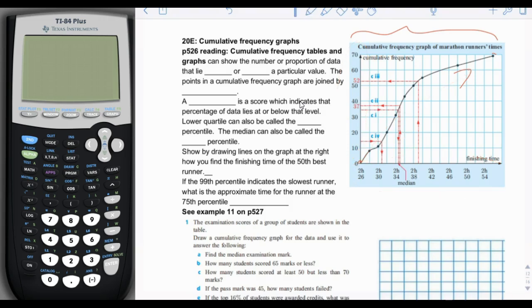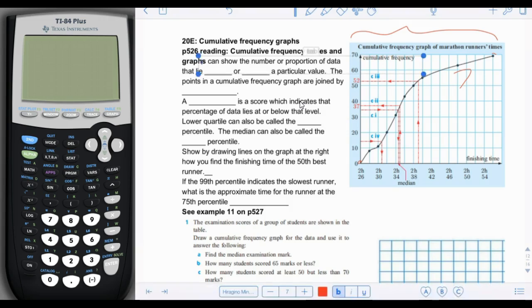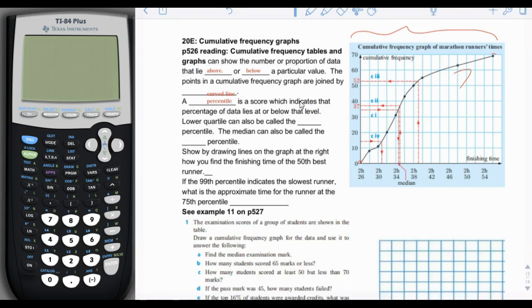So let's first answer or fill in some blanks about what cumulative frequency graphs do. Cumulative frequency graphs show the number or proportion of data that lie above or below a particular value. The points in a cumulative frequency graph are joined by a curved line. A percentile is a score which indicates the percentage of data that lies at or below that level.